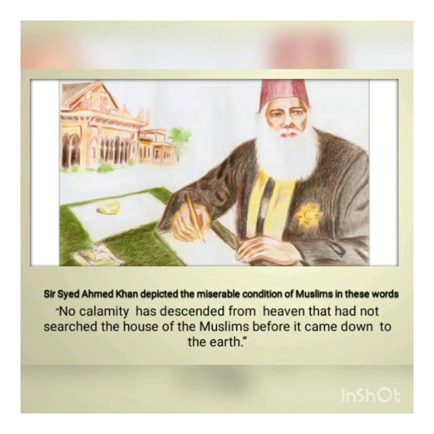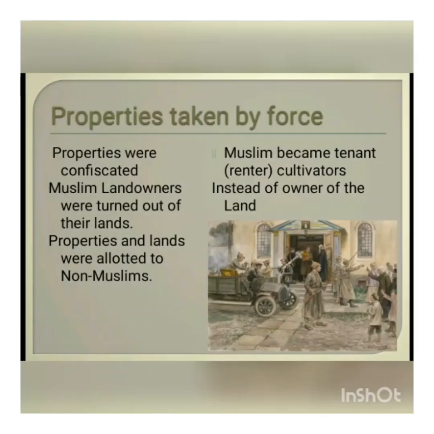The next aspect is that properties of Muslims were taken by force. That's called confiscation. Properties were confiscated by the government. Muslim landowners were turned out of their lands. Properties and lands were allotted to non-Muslims. Muslims became tenant cultivators, meaning they became renters of their own land instead of the owner. So this was a major problem faced by the farmers and the landowners at that time.